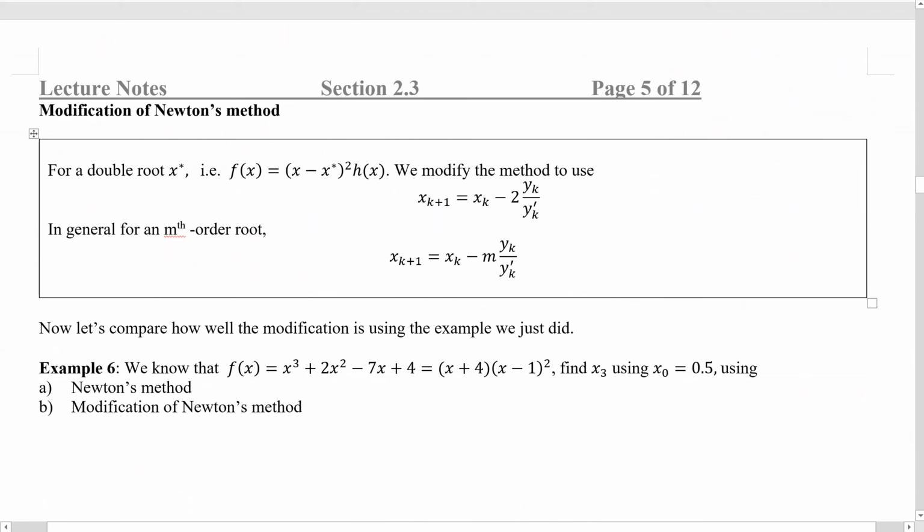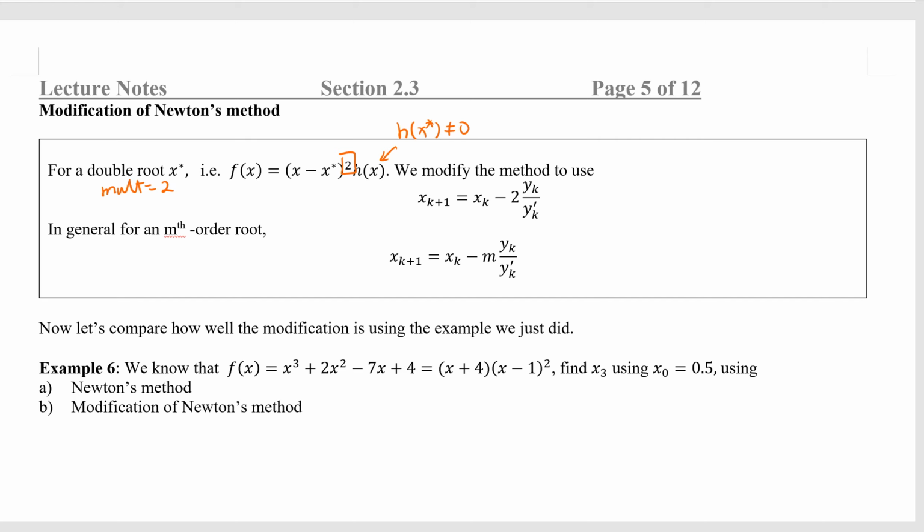Modification of Newton's method. So for a double root x asterisk, this is the true value, okay? And f of x equals x minus the root, squared, times h of x. Because double root means the multiplicity equals 2, that's why this equals 2. And we also know that h of this root is not 0.